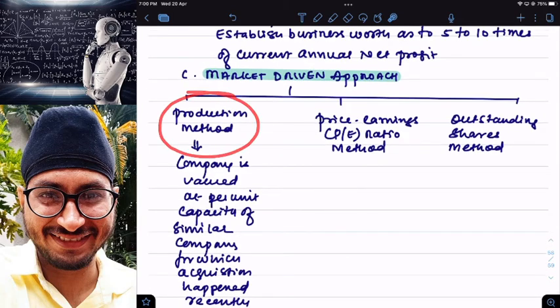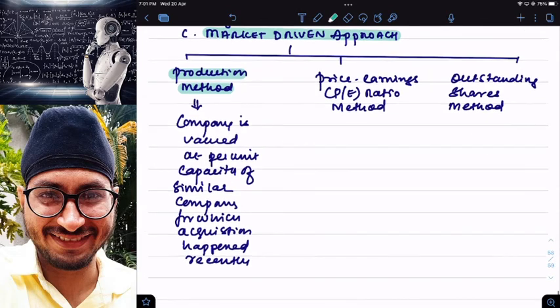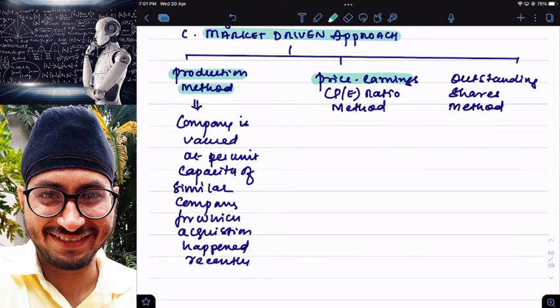My net worth under which method? Production method. So first, for the production method, what do I need to find out? A similar company relating to my company which was recently acquired by someone, and having a business similar to mine, what is the per unit capacity of that business? That will create my net worth under the production method. But finding this is very difficult because acquisitions do not happen regularly, right?